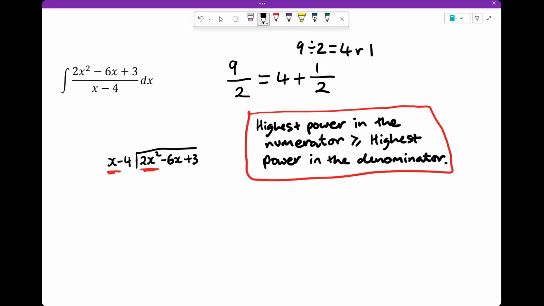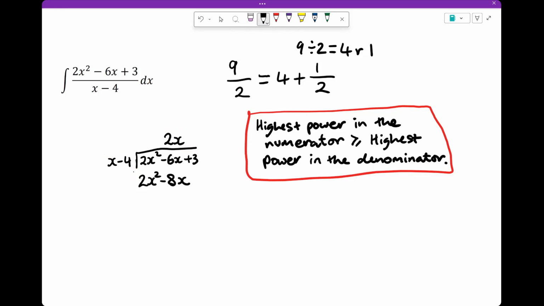So 2x squared divided by x would be 2x. So I'm going to write that in my x column over here. Then what we do next is take our 2x and multiply it by the x subtract 4. So 2x times x is 2x squared. And then 2x times negative 4 is negative 8x. Then we're going to subtract to get my remainder.